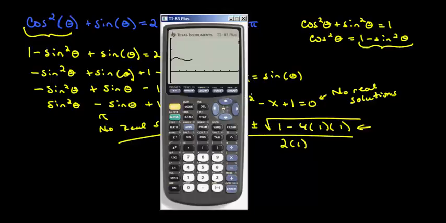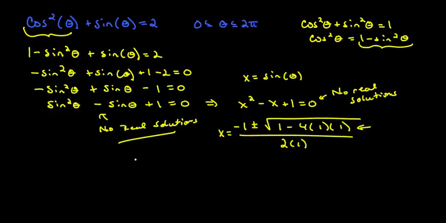So if I graph, here's the function, and you'll see that it's never at a height of 2. So my cosine squared plus sine always is going to fall below a height value of 2. So for this, we say that there are no solutions.